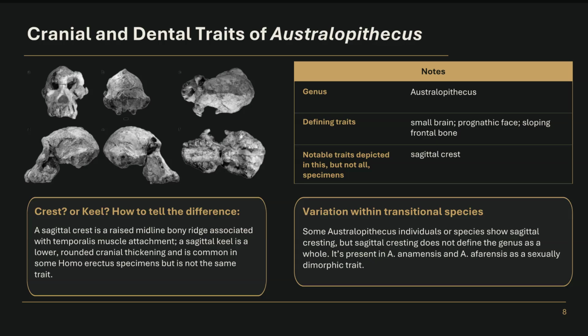Sagittal crests must be distinguished from sagittal keels. A sagittal crest is a raised midline ridge associated with temporalis muscle attachment. A sagittal keel is a lower, rounded midline thickening of the cranial vault. Balzeau, 2013, analyzed cranial vault thickening and parasagittal keeling in Homo erectus, showing that keel-like morphology belongs to a different anatomical and interpretive category than robust Australopith cresting.